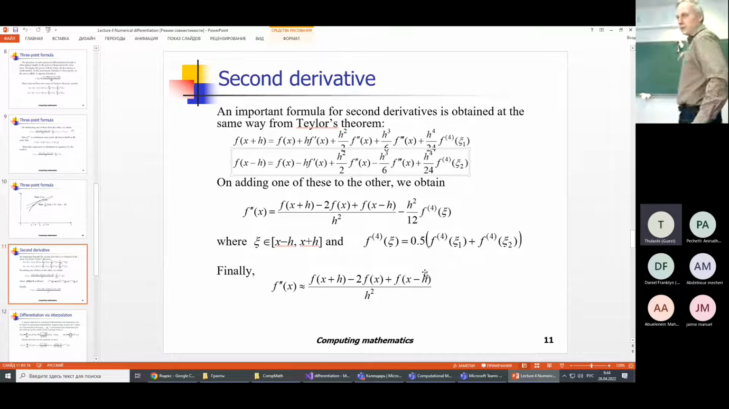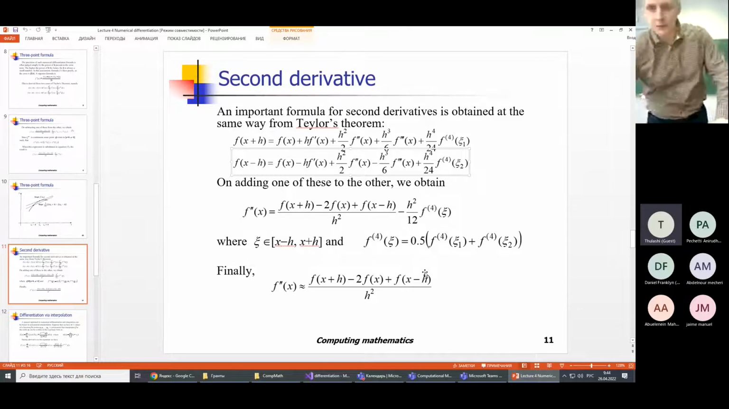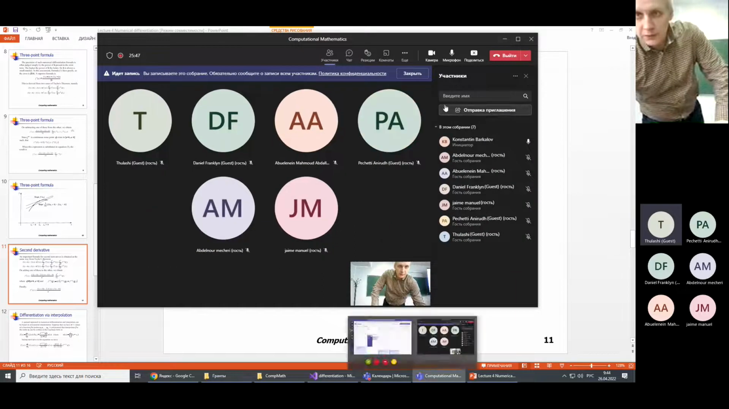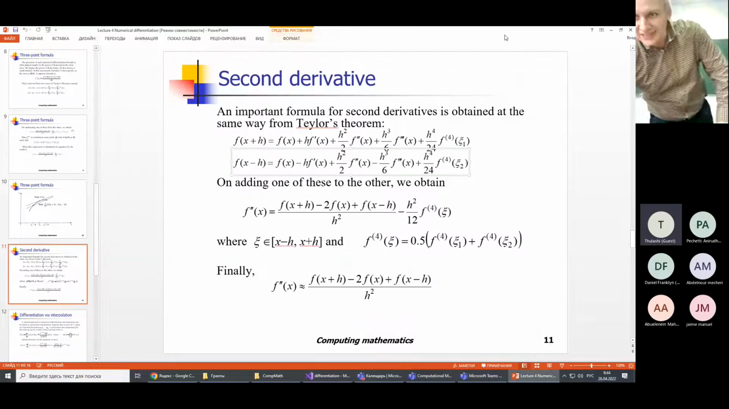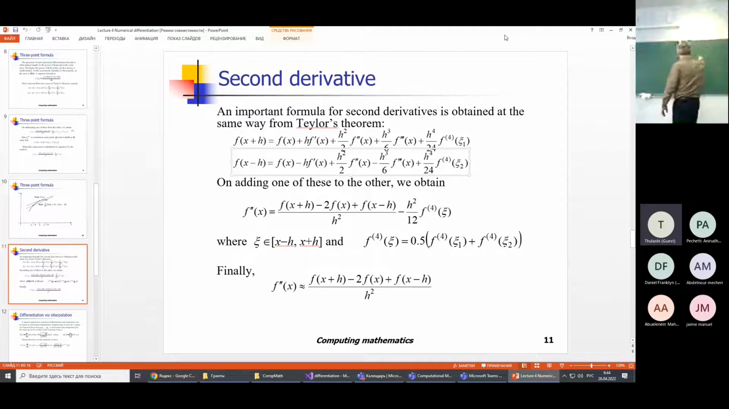Let's apply this formula to our first example, to our first case, x to the power 3. Let's take f of x equals x cubed. Let's consider x equals 1 and h equals 0.1, like we did in the previous lesson. Sorry, x equals 1, h equals 0.1.